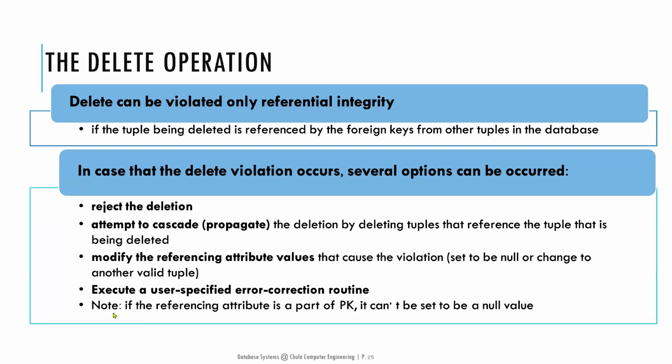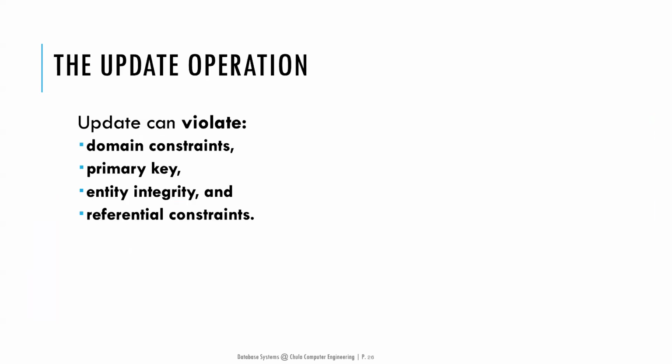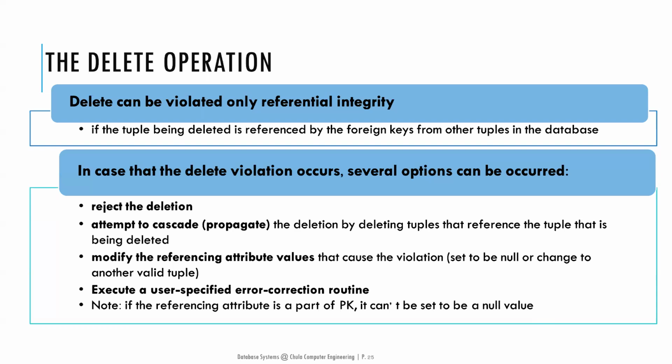Now, I have a very important note here: if the referencing attribute is part of the PK, or primary key, it can't be set to a null value. So when I was giving you the example of dependent, you can change some of the values of the dependent, but if it's part of a PK or primary key, then it cannot be null, right? You have to change it to something that is not null. But again, let's go back. Usually, in real life, you use the first two, which is the rejection of the deletion, or attempt to cascade. All right.